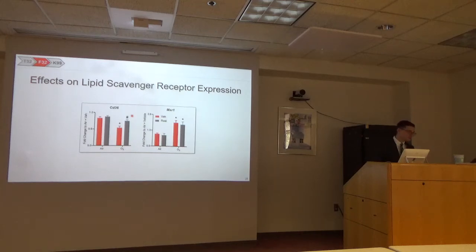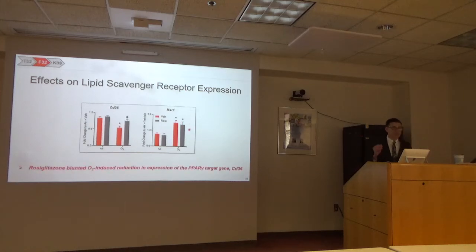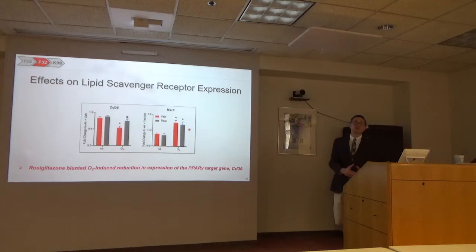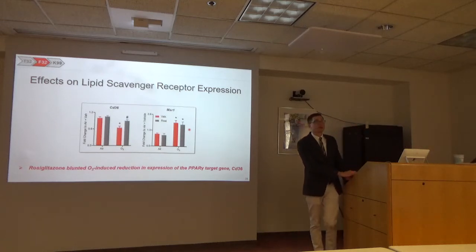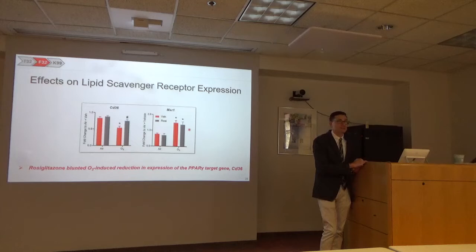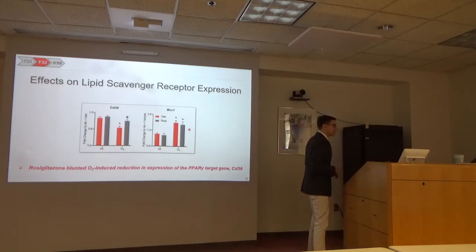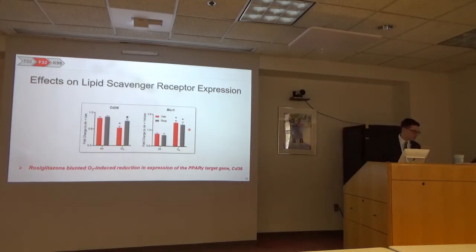We also saw that expression of macrophage scavenger receptor 1 was again significantly increased, and that increase was not affected by rosiglitazone. And so I think this points to the specificity of the response, since we know CD36 is a target for PPARgamma, and macrophage scavenger receptor 1 is not. So we think that rosiglitazone is blunting that ozone-induced reduction in expression by activating PPARgamma.